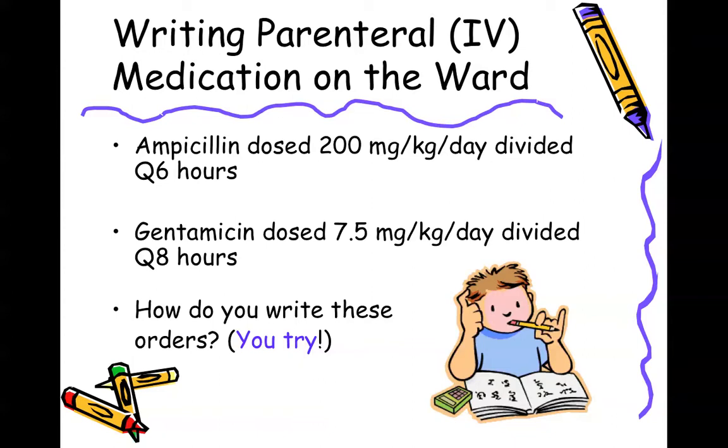When you look under gentamicin, you'll see that for a serious bacterial infection, empiric treatment, you would dose that at 7.5 milligrams per kilogram per day, divided Q8 hours. So again, get out your calculator and a piece of paper, and let's practice. This patient weighs 5 kilograms, and we want you to write these orders for both ampicillin and gentamicin, how you would do that. So stop the video at this point and then resume when you are done.